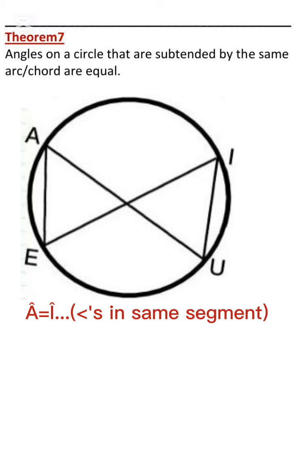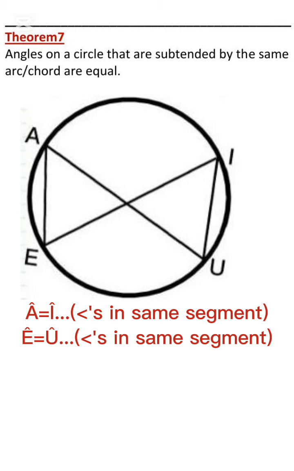And now let's focus on AI. To find angles that AI subtends, we'll follow steps that we have done when we were dealing with EU. With this one, we'll find that angle E is equal to angle U, and the reason will be angles in same segment. We are done with theorem 7.